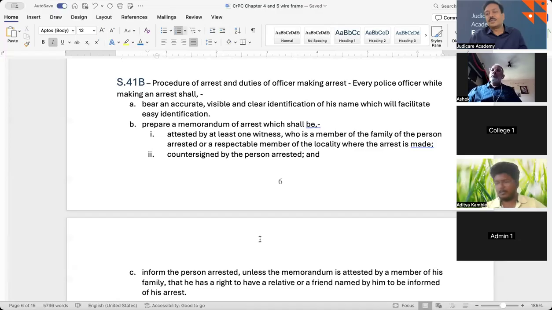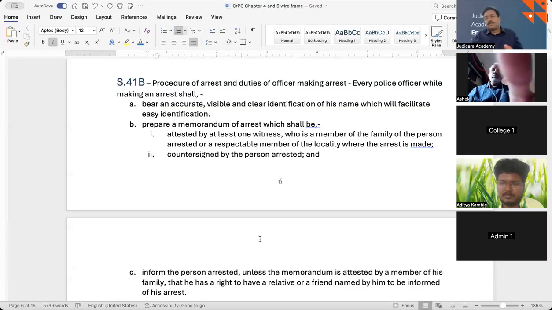This person is not the same person against whom the notices were issued or the credible information was received. So it is very important to put an accurate, visible identification of his name when you write, which will facilitate easy identification. Identification is a step mandated by CrPC to recognize that the right person is arrested and that the trial is being run for the same person for whom it was supposed to be running. Now prepare a memorandum of arrest.